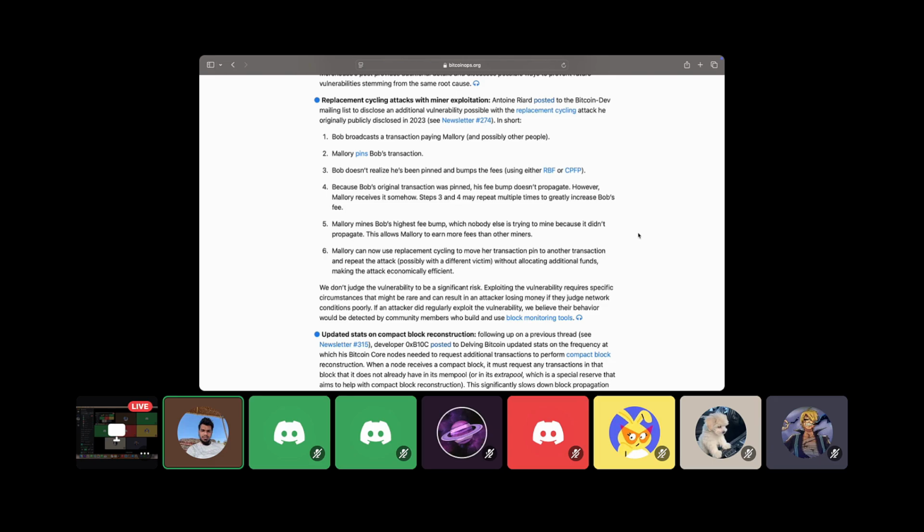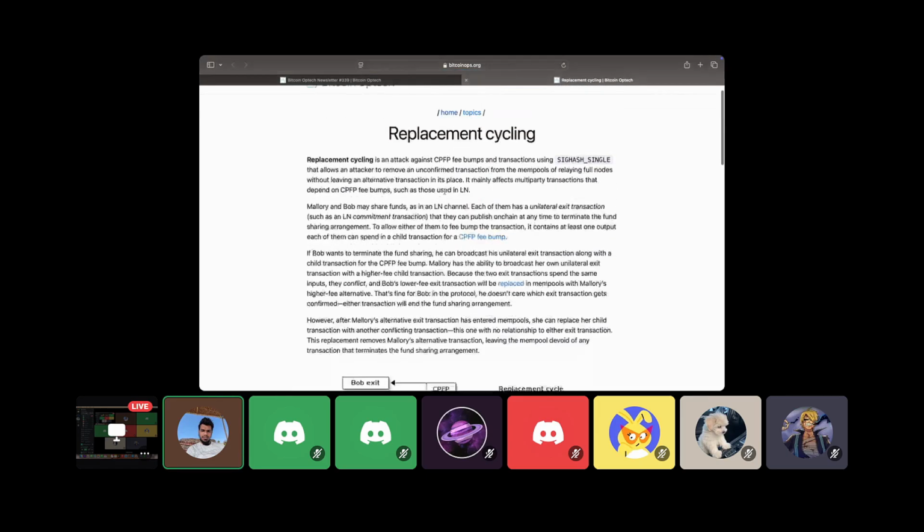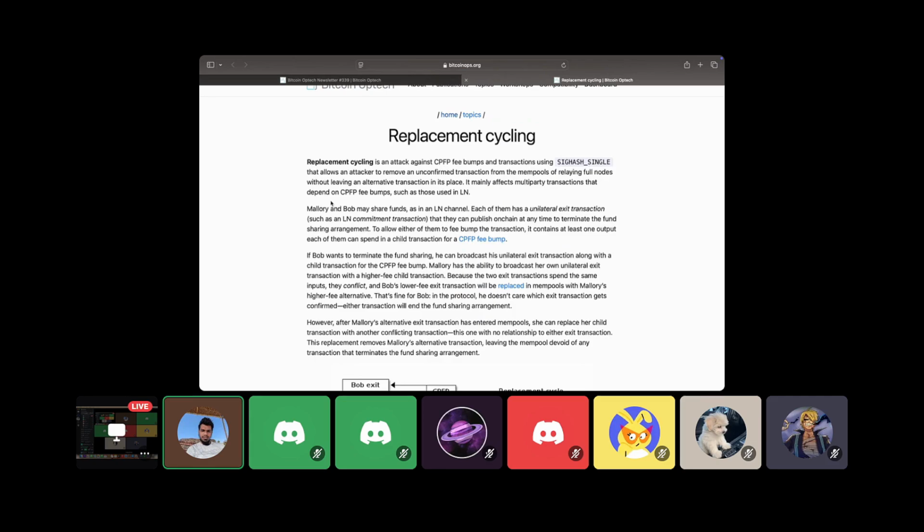So first, let us try to understand what a replacement cycling attack is, because without understanding that, we won't be able to comprehend what this vulnerability is. Let's read together and understand what replacement cycling is, right?